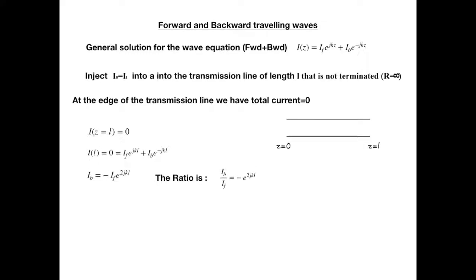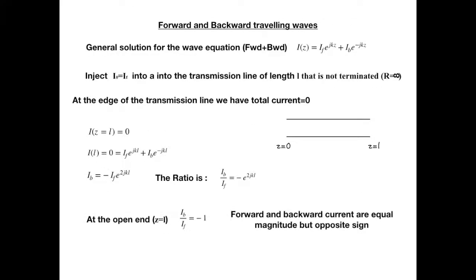And we get that the backward current is some phase factor times the forward current. So the phase between them just changes, but the ratio between the currents, or the absolute value of the currents, is equal to 1. They just change the relative phase between them. At the open end, Z equals L, the ratio of course is -1 because they have to cancel each other.